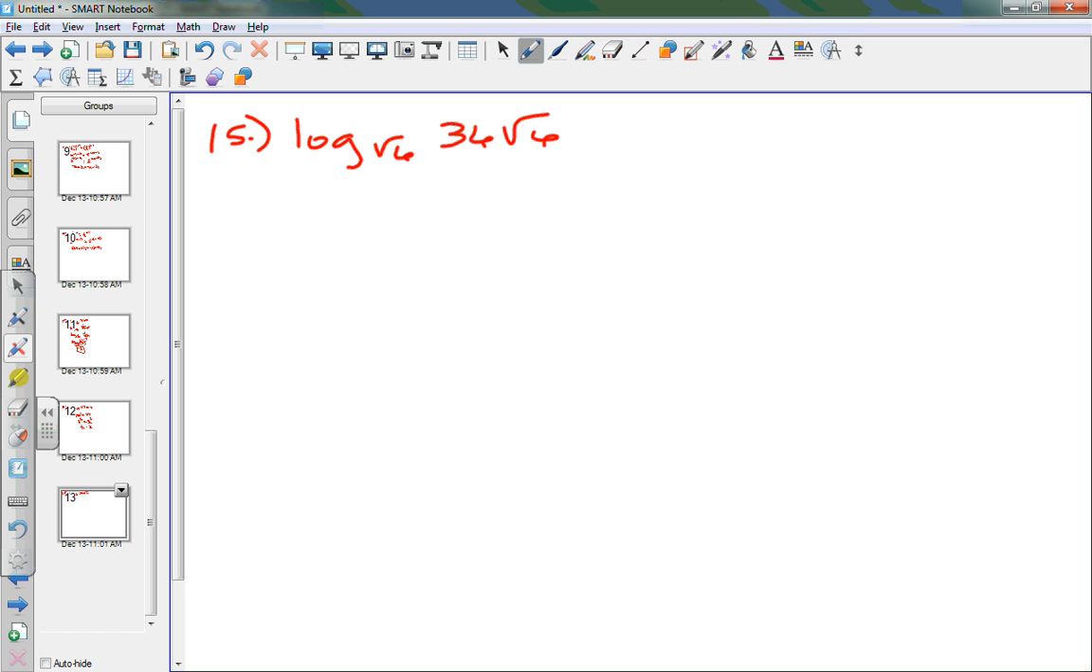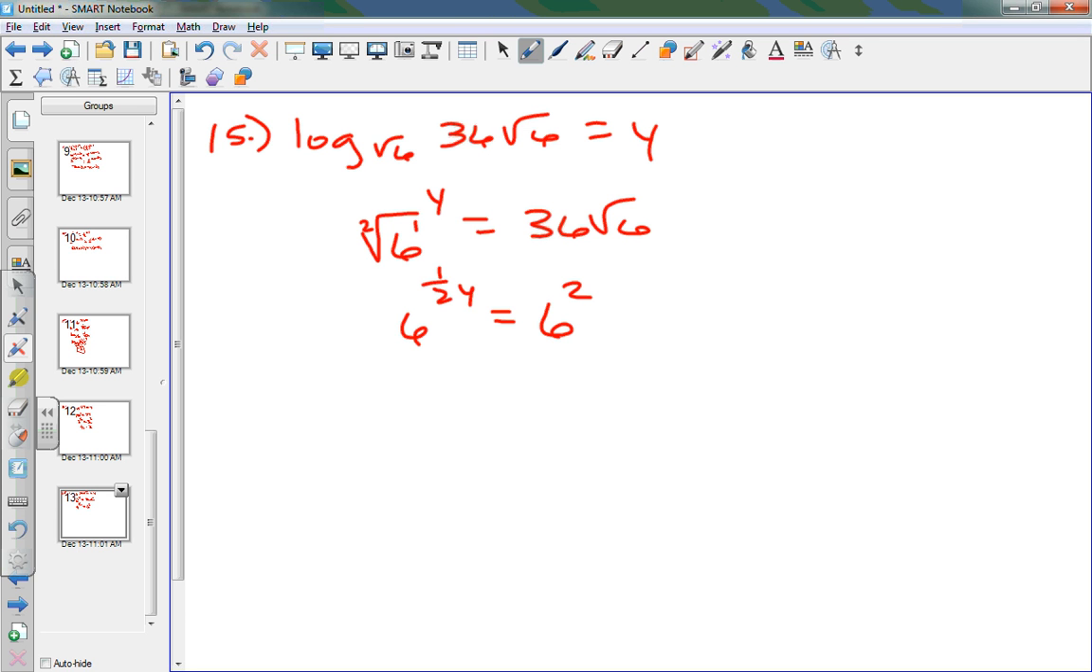Okay, again, there's square roots in there, so what are you guys going to do? You're going to freak out. So let's write it as an exponential. It makes things so much easier for you. Square root of 6 to the y is equal to 36 times the square root of 6. How do I rewrite a radical? Power over root. So what's the power? 1, root is 2, so 6 to the 1 half y is equal to, what's 36? And what's the square root of 6?